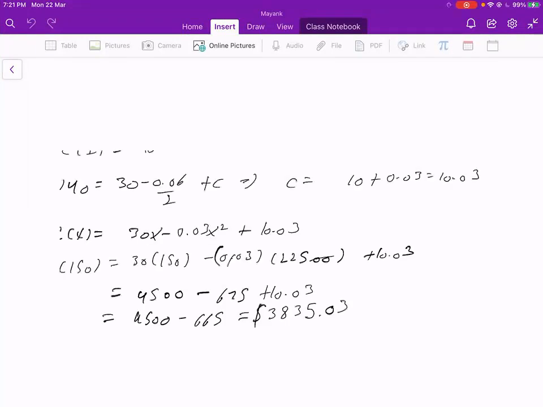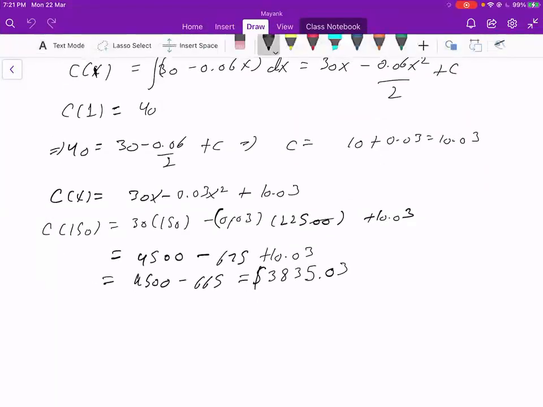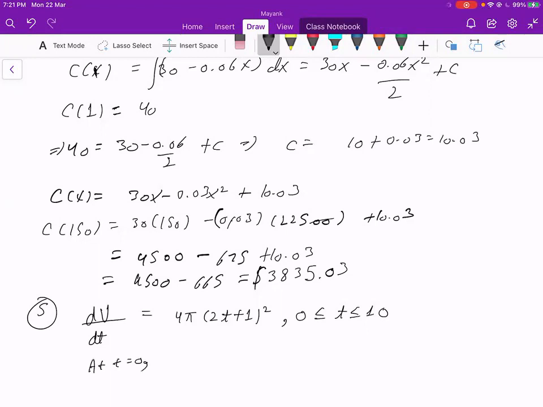The rate at which volume is increasing is given by this relation: dV by dt is equal to 4 pi (2t plus 1) whole square. Time is between 0 to 10 seconds. If the volume is pi centimeter cube initially, so that means at t equal to 0, volume was pi centimeter cube. Find the volume of the sphere when t equal to 2.